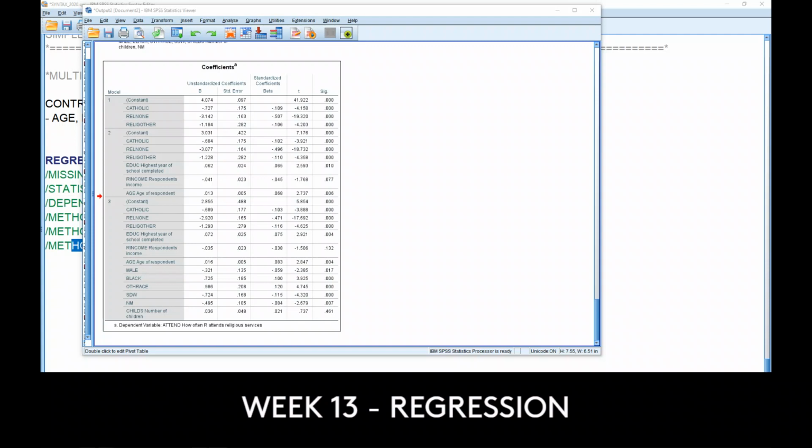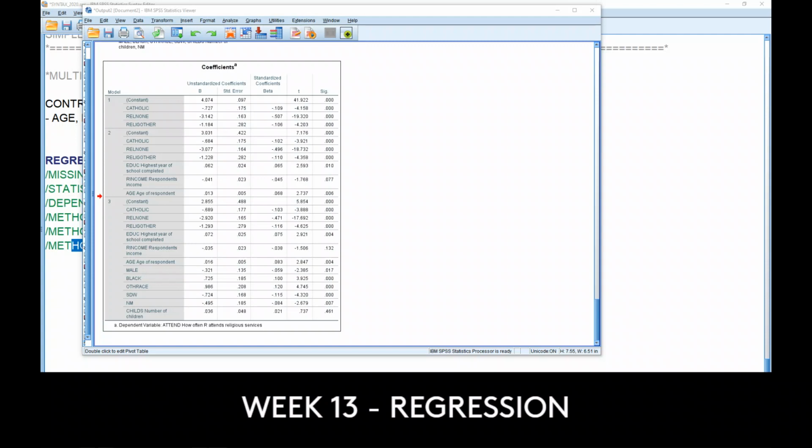Now let's look at sex. When compared to women, men have a 0.32 unit decrease in their level of religious attendance, and that is statistically significant at the 0.05 level.